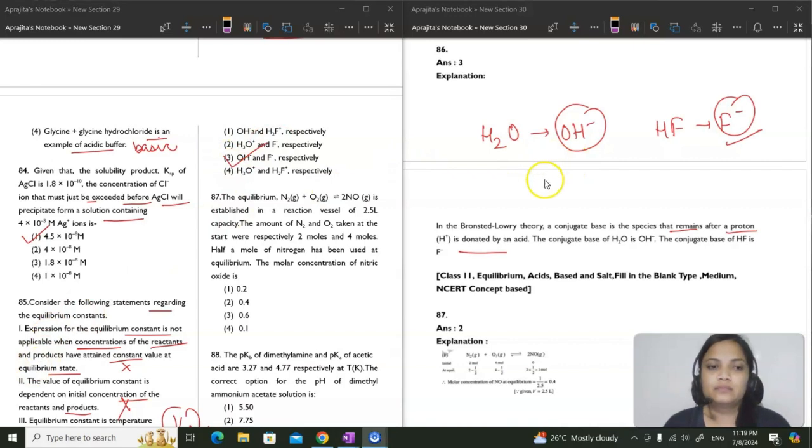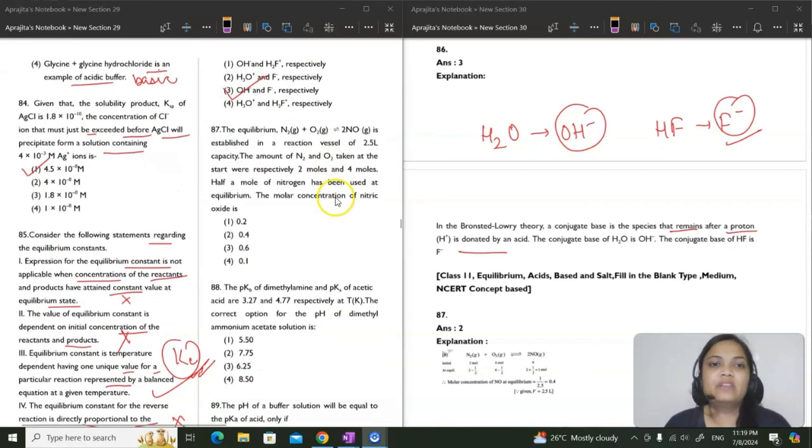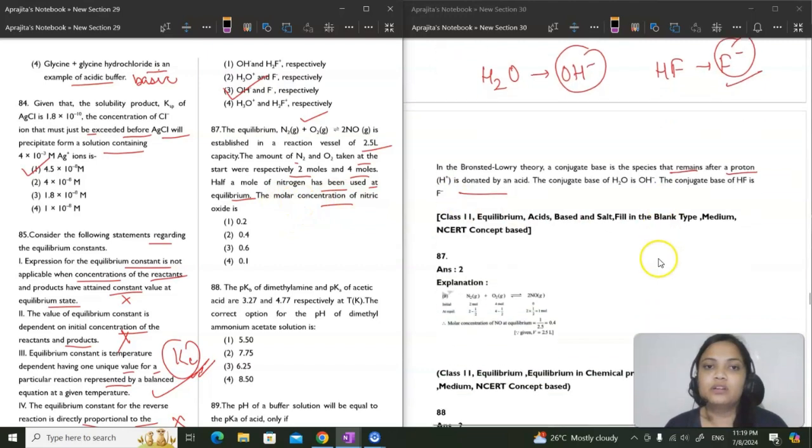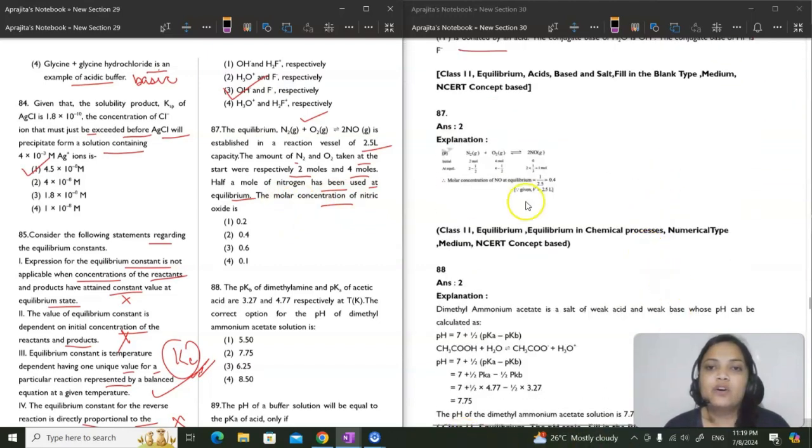Next is question number 87. Equilibrium for the reaction is given, established in a reaction vessel of 2.5 liter capacity. The amounts of N2 and O2 at the start were 2 moles and 4 moles. Half a mole of nitrogen has been used at equilibrium. We have to find out the molar concentration of nitric oxide.